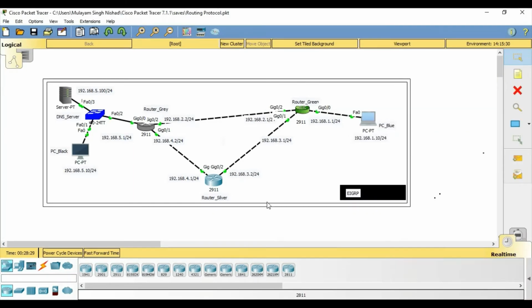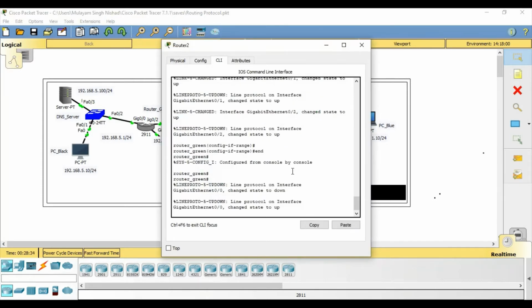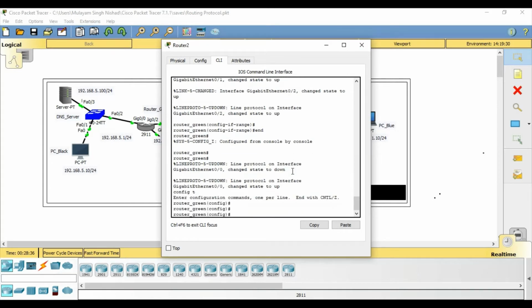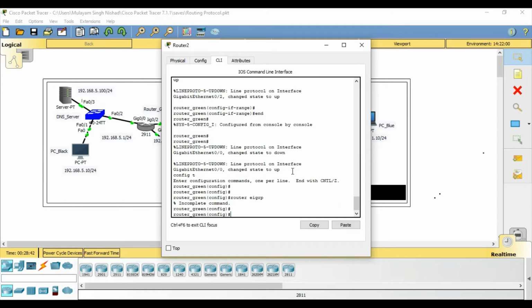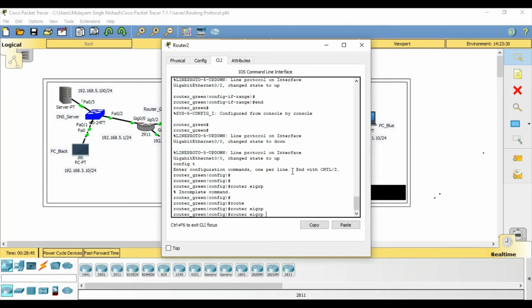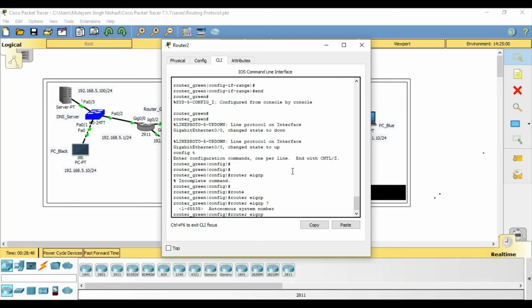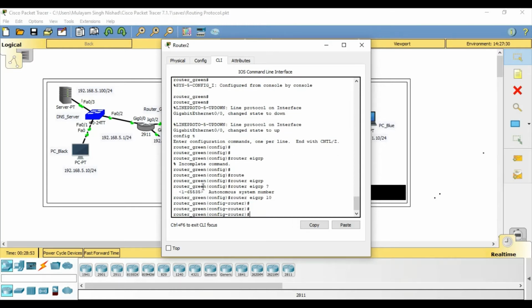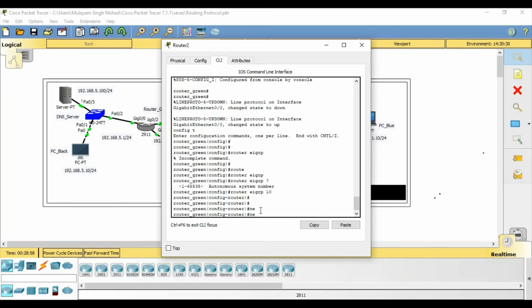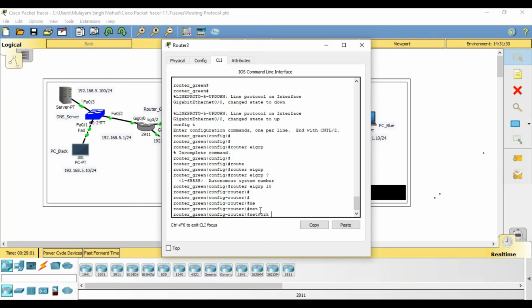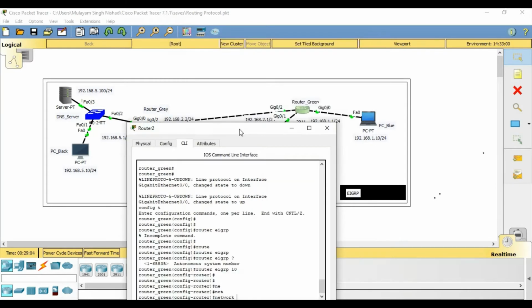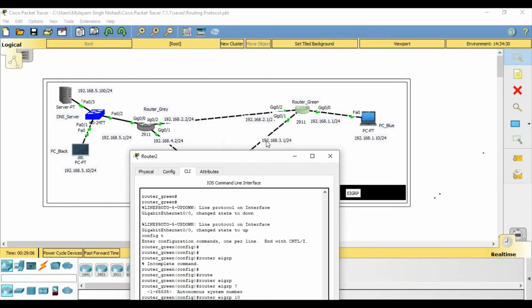So go and configure EIGRP. Let's configure on this router: config t, router EIGRP, and give an autonomous system number. You can give 10. Any autonomous system number from 1 to 65,535. And network is all the connected networks for this router. So the connected networks are 2.0, 3.0 and 1.0.